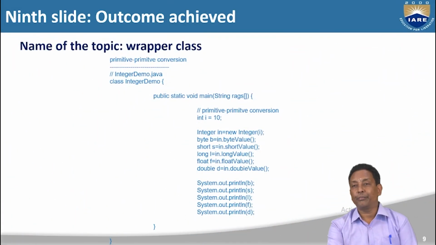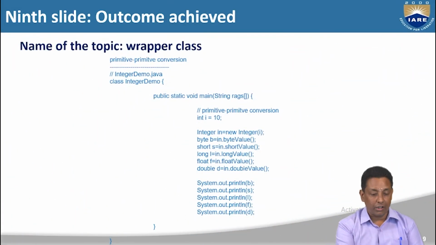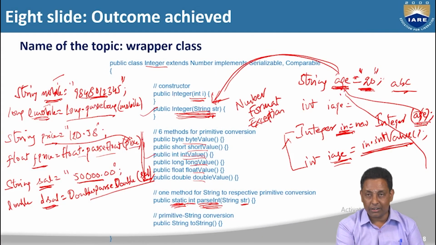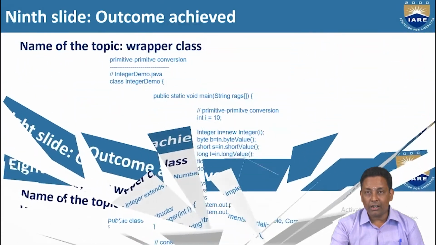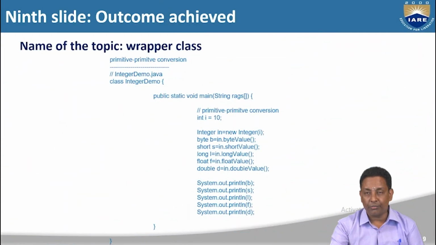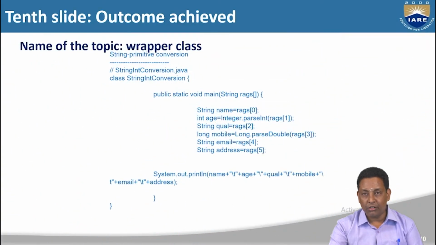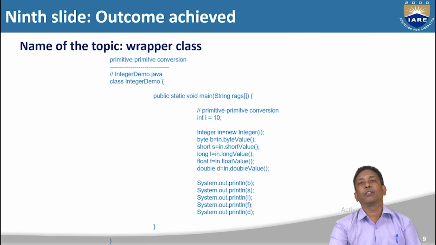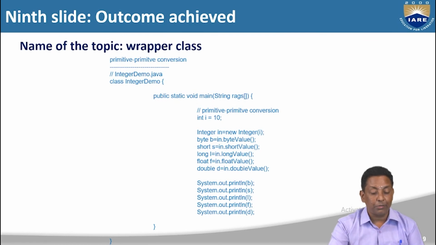So here is the example. The previous one is how the class looks in the Java API, and here are the two examples. One example shows how to convert from one primitive to another primitive using the Integer wrapper class, and the other example is to convert from string to int. So let's stay here. This is primitive to primitive conversion using the Integer wrapper class.